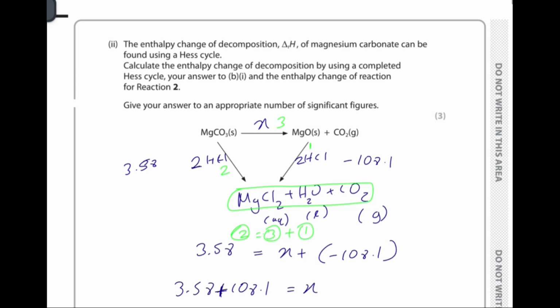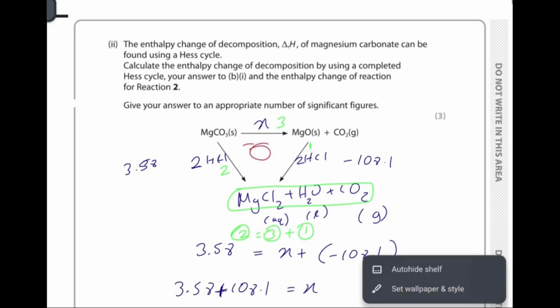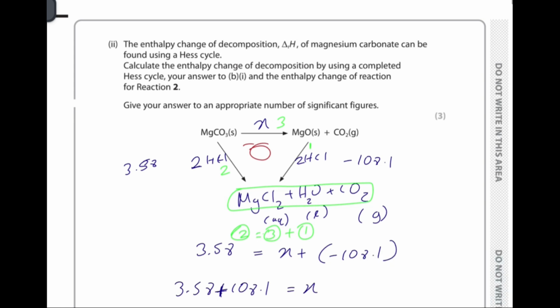So first of all, we should complete the Hess cycle here. So we know we have calculated the value of reaction 1 and they have given the enthalpy change of reaction 2. So this is the cycle.